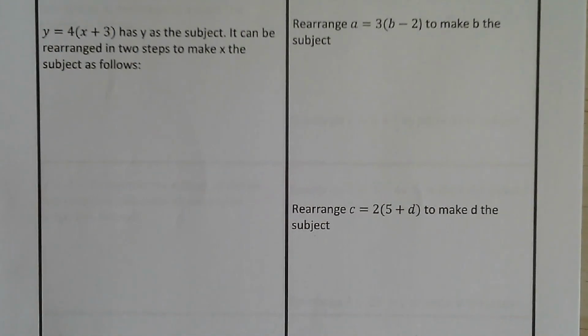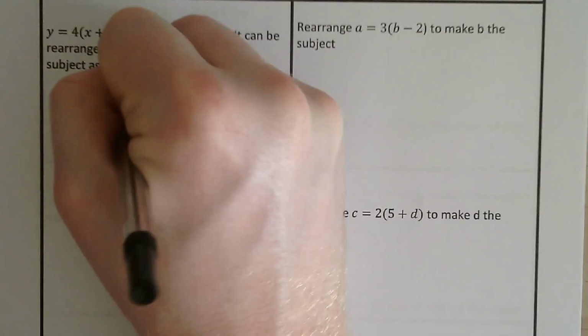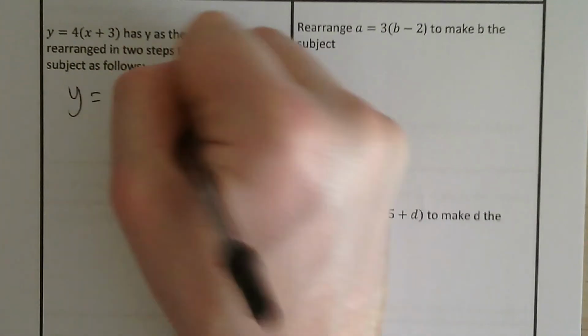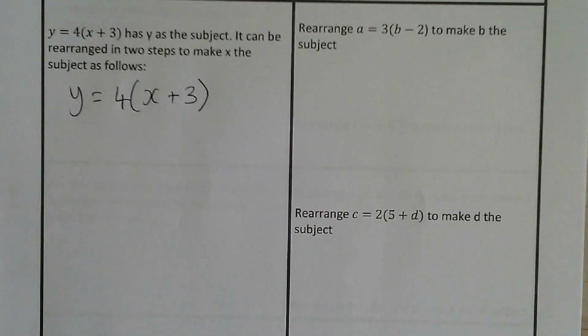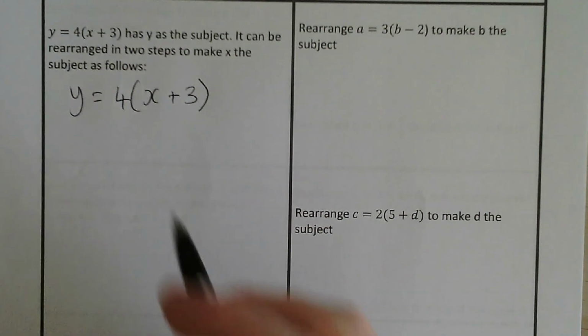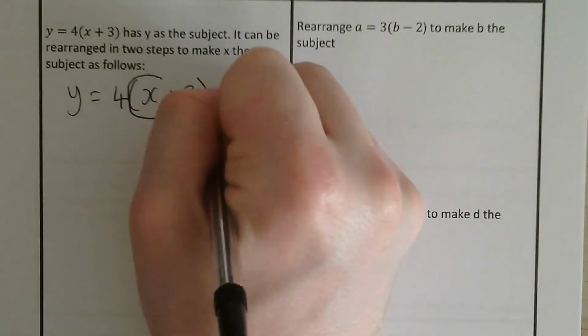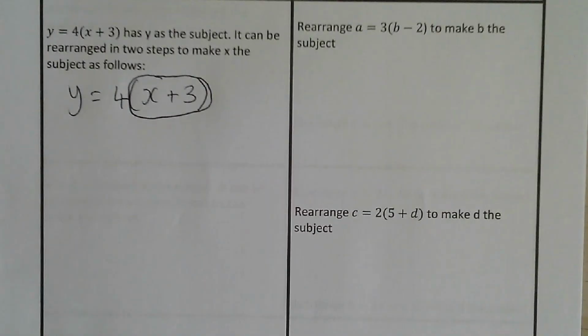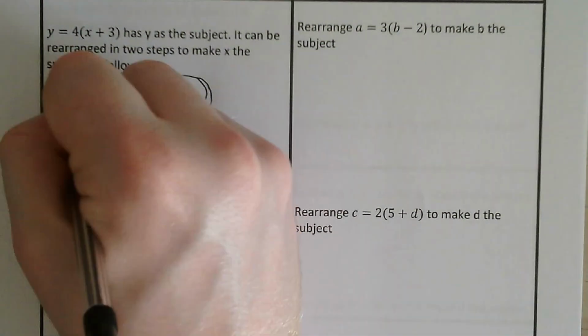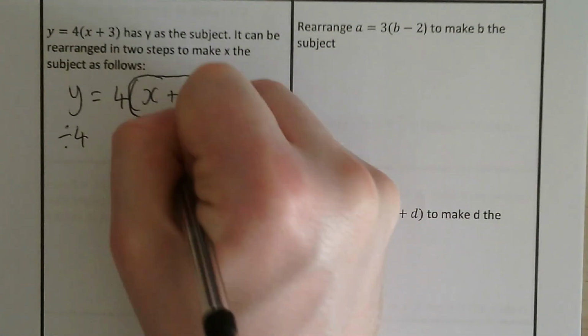Next, we have the formula y equals 4 lots of x plus 3. Again, we need to try and make x the subject. Here, we're going to do steps in a slightly different order. That's because x plus 3 is inside a bracket, so all of that needs to be isolated away from the times by 4 first. In order to do that, we need to divide both sides by 4.